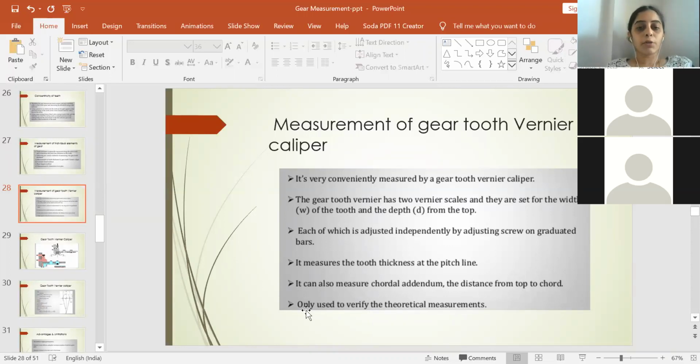One thing you have to understand: if you calculate any values theoretically while designing the gear, in order to cross check with the experimental value, or to verify or validate the theoretical measurements, you can go ahead with the gear tooth vernier caliper.